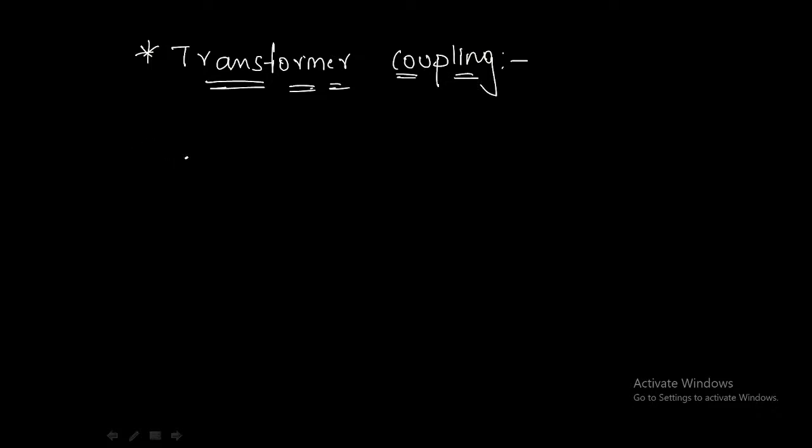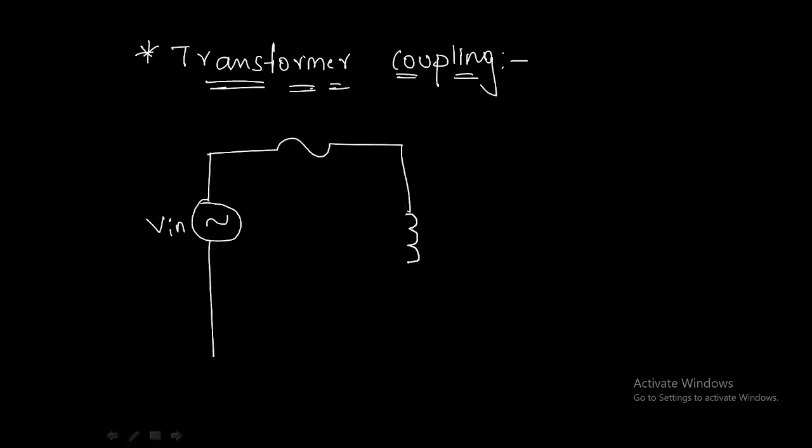Now let us have a voltage source at the input. This is Vin, and we have a fuse here, and the transformer symbol is represented by windings. This is our diode.